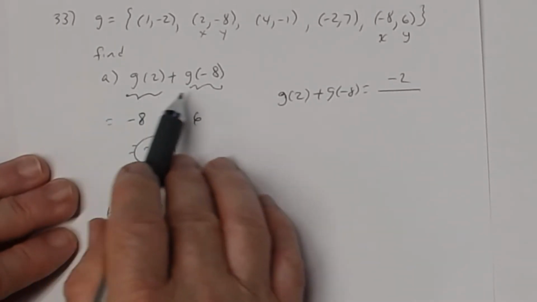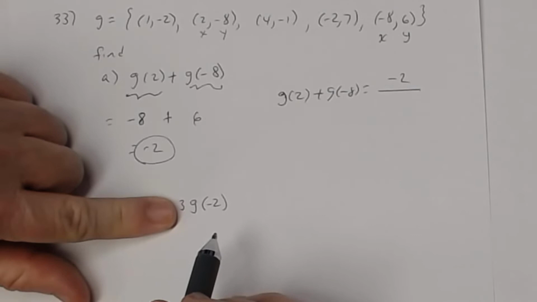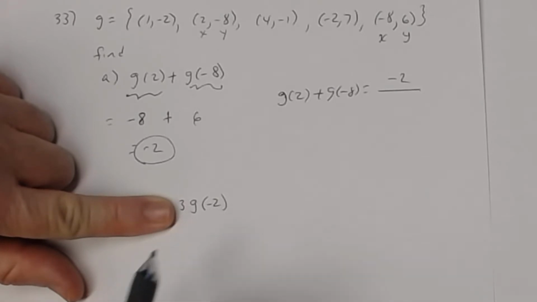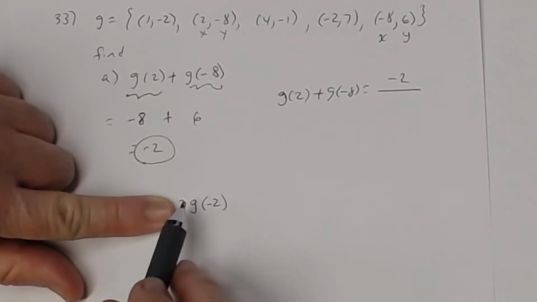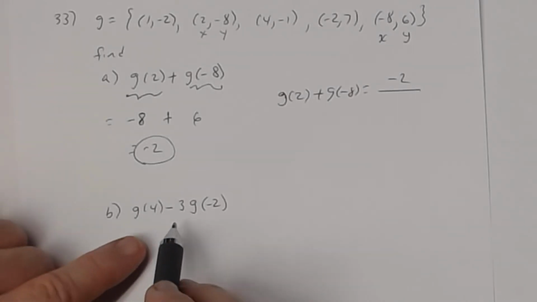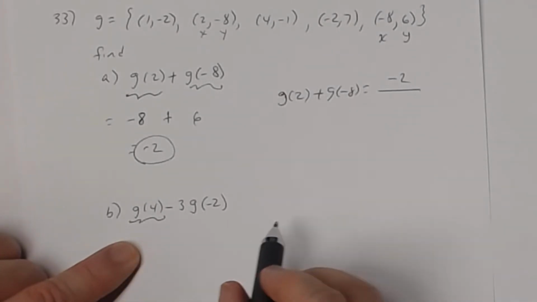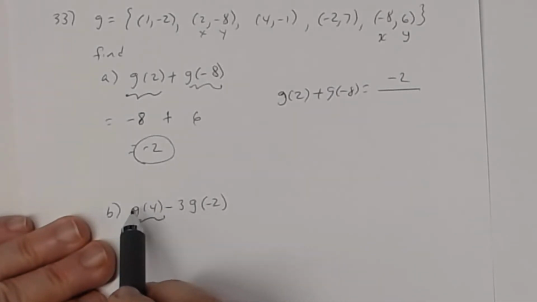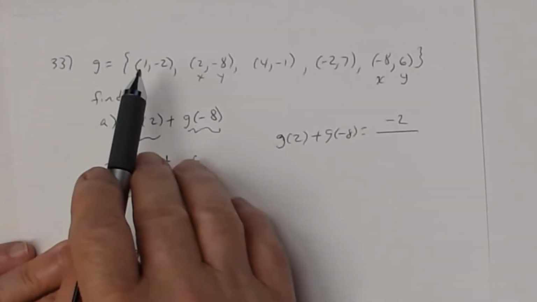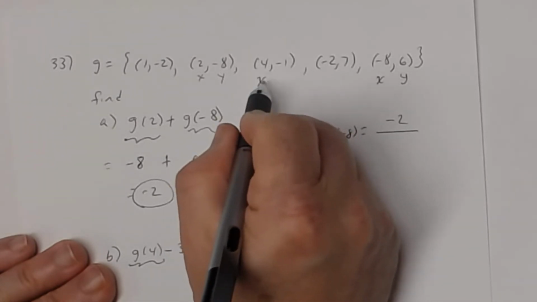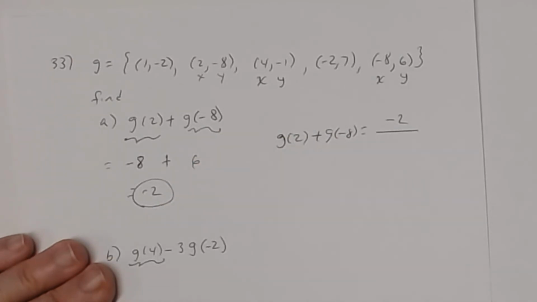Over here, it's very similar to this, except right here, I'm going to cover this part up. You got to recognize that 3g of negative 2 really means 3 times g of negative 2. And whatever that is, you're going to be subtracting from g of 4. So the way I would do this is I would find g of 4 first. So let's find g of 4. Remember what g of 4 means. G of 4 means what is the y value when x is 4. So I'll go up here and find where x is 4. Well, x is 4 here, right? So when x is 4, what is my y value? My y value is negative 1.